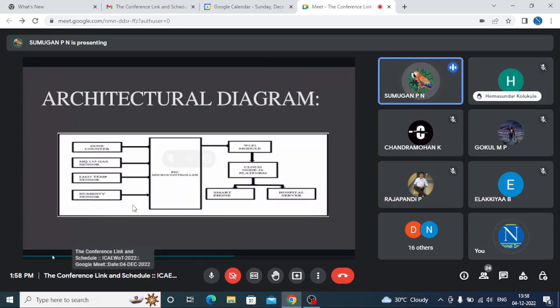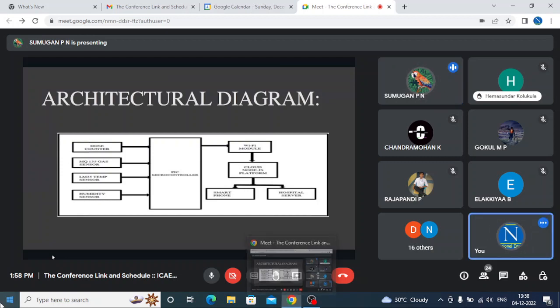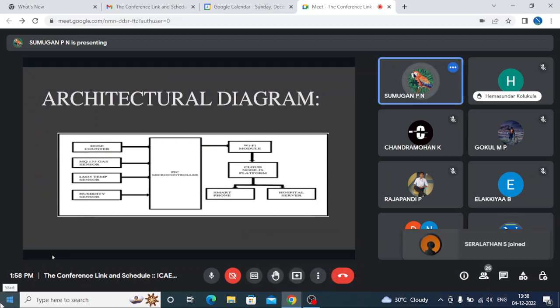And this is our architectural diagram. The input, that is the system sensors, consists of four sensors: dose counter, MQ135 gas sensor, LM35 temperature sensor, and humidity sensor. The input is given to the PIC microcontroller, which in turn processes our input and produces the output to the Wi-Fi module. This in turn is stored in a cloud platform, through a smartphone or hospital server or whatever it may be.